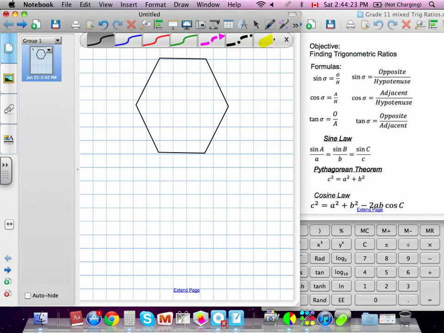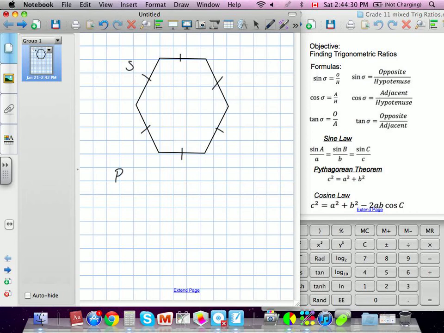Regular hexagon, all the sides will be the same if it's regular, that's what it means. So all of these will be S, and the perimeter of this object is 50 centimeters.